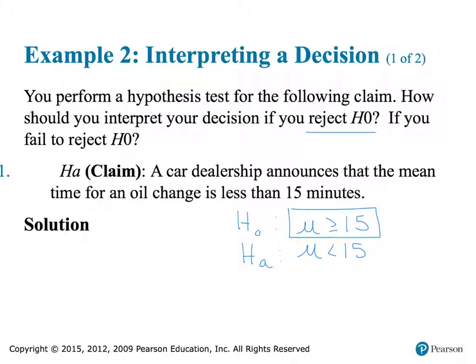If we fail to reject the Ho, that means we don't have evidence to say that the mean time for an oil change is greater than 15 minutes. Greater than or equal, excuse me. Let me say that again because I might have said it backwards. If we fail to reject the Ho, that means we don't have evidence to say that the Ha is true. So we don't have evidence to say that the mean time for an oil change is less than 15 minutes.